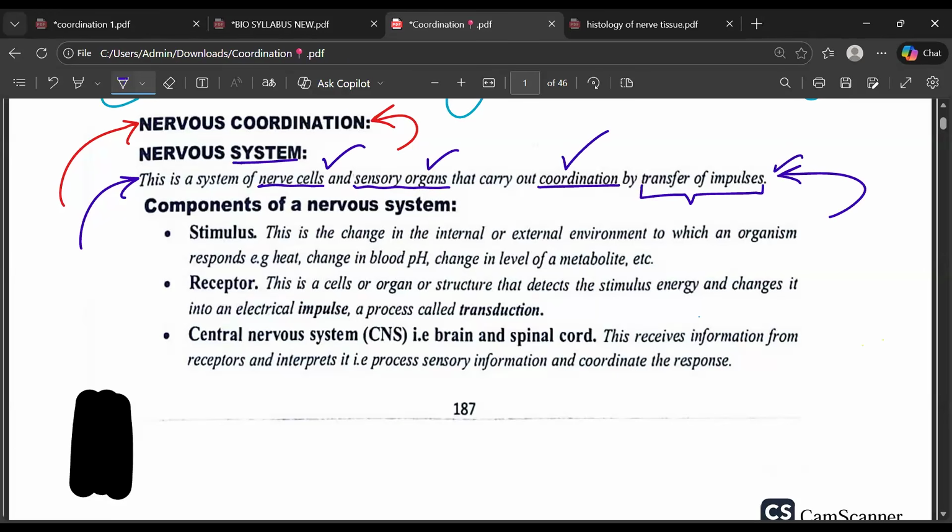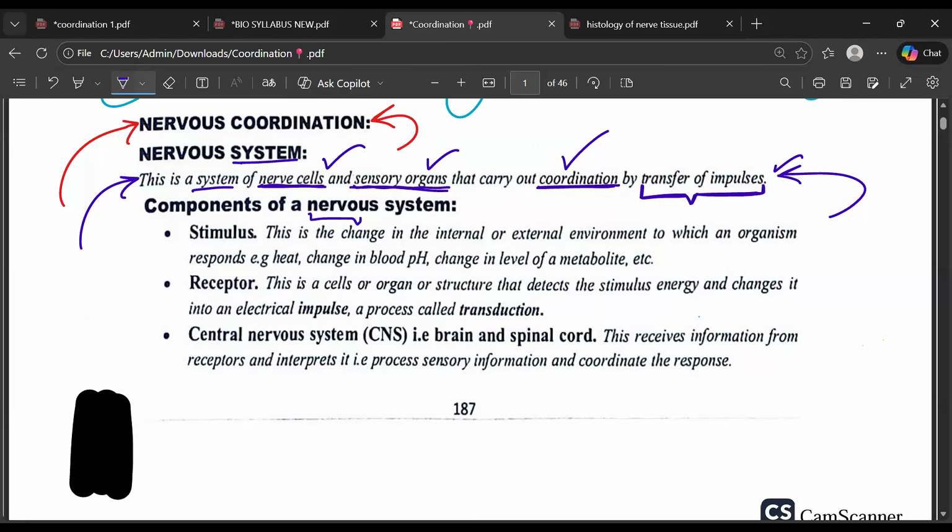My role is to make sure you understand why it's a system, why nerve cells, why sensory organs, why coordination, why transfer of impulses. That is the role of a tutor. Otherwise, if my role was to make you memorize, we could always just move from lesson to exam. But there is that period from lesson to the exam, of reading, mastering, understanding, and meditating. That's what really counts. You get?